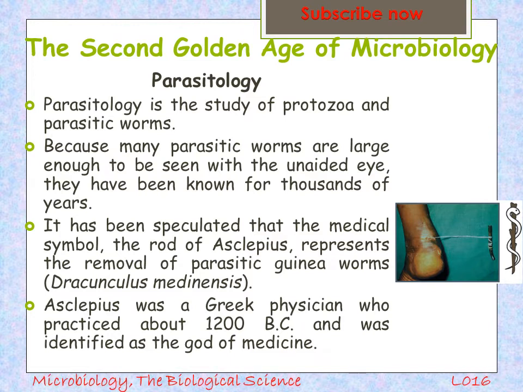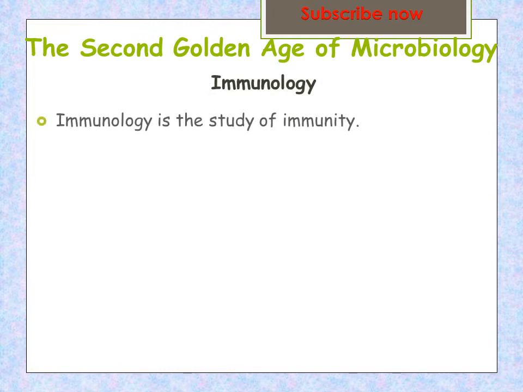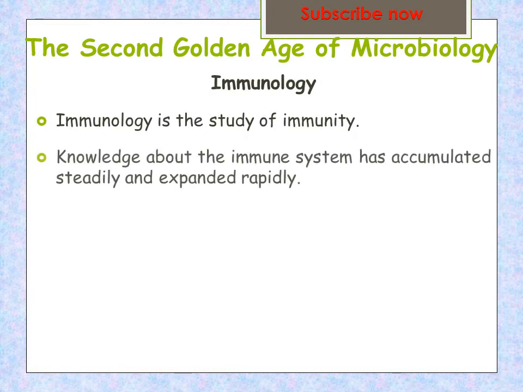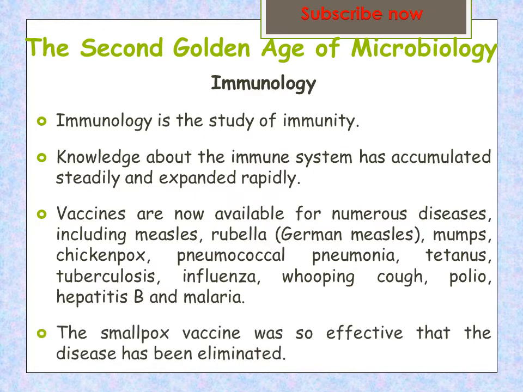Immunology is the study of immunity and the immune system. Knowledge about the immune system has accumulated steadily and expanded rapidly. Vaccines are now available for numerous diseases including measles, rubella, mumps, chickenpox, pneumonia, tetanus, tuberculosis, influenza, whooping cough, polio, hepatitis B, malaria, and even typhoid. The smallpox vaccine was so effective that the disease has been eliminated. Also, the polio virus is estimated to be eliminated very soon.